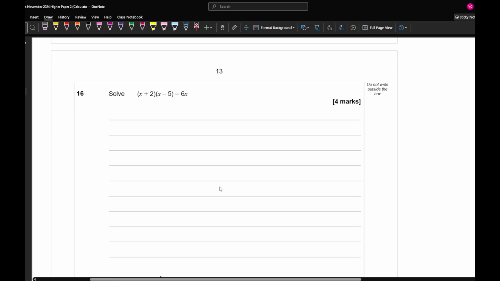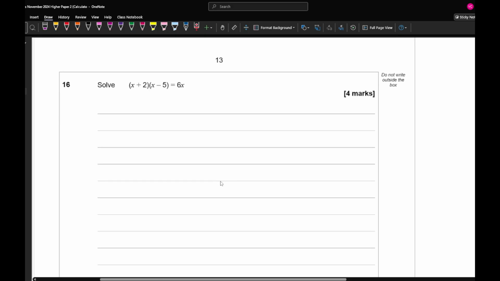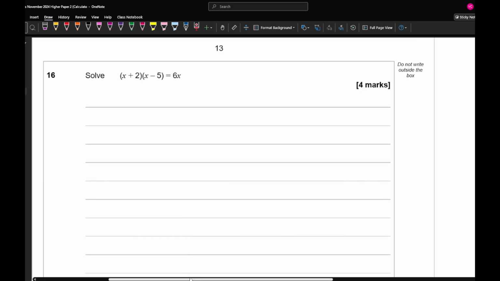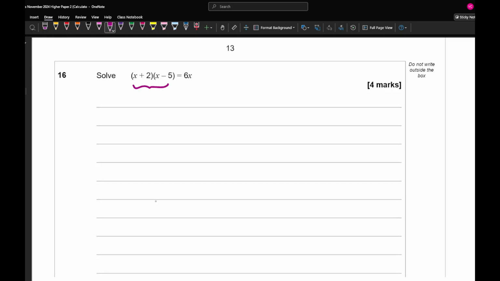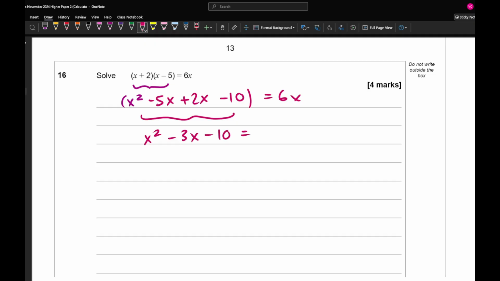Moving on to question 16, it says to solve this equation here, and from what it looks like, it's a quadratic. So first thing I want to do is expand these brackets. So if I expand those brackets out, I get x squared, and it's going to be plus minus 5x plus 2x minus 10 equals 6x. Now if I simplify all of this, I get x squared minus 3x minus 10 equals 6x.